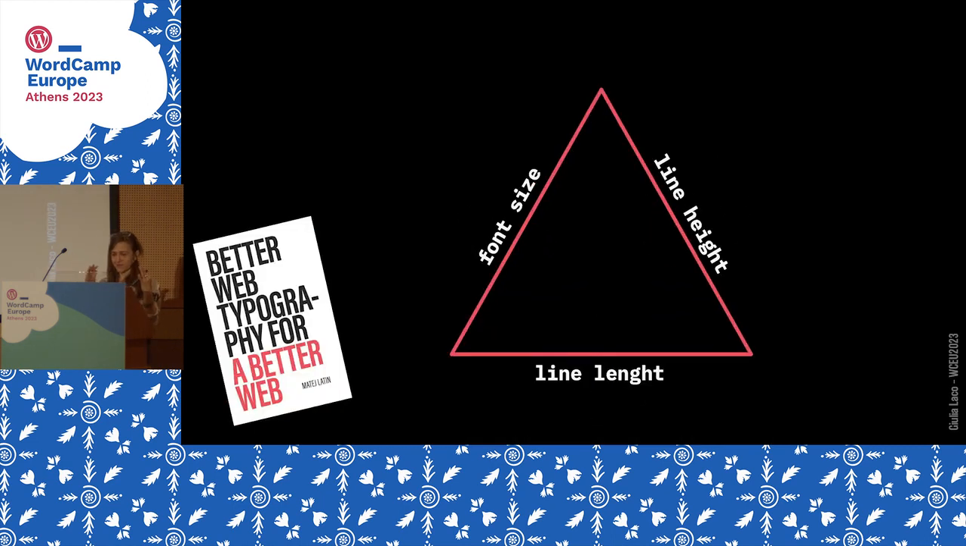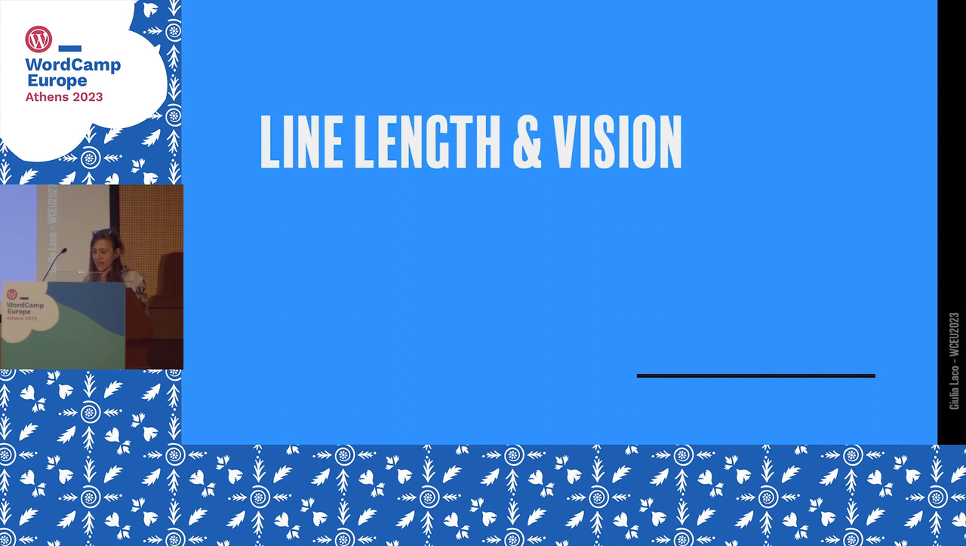It's the same. It's the equilateral triangle, The Equilateral Triangle of a Perfect Paragraph by Matej Latin. And it says the same thing in CSS words instead of typographic words, because font size is font dimension, or line height is called leading in typography. Line length is called the measure in typography sometimes. And I'll tell you this other thing that is linked to line length and vision.